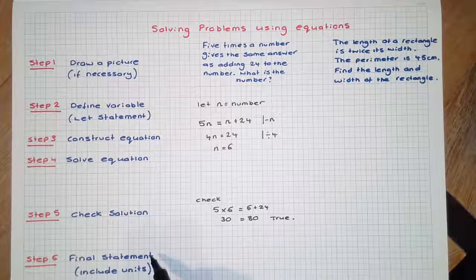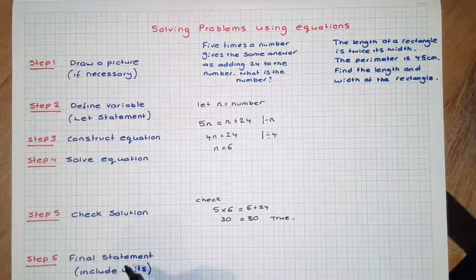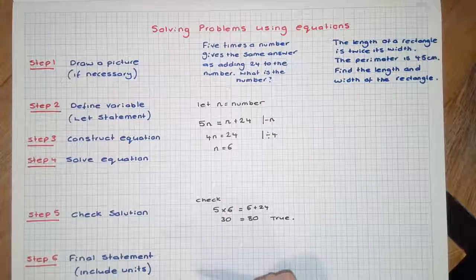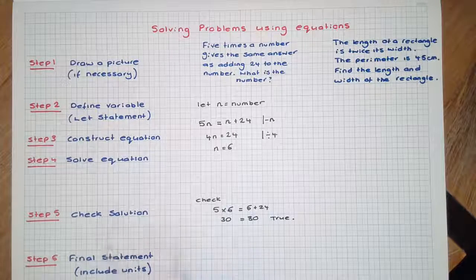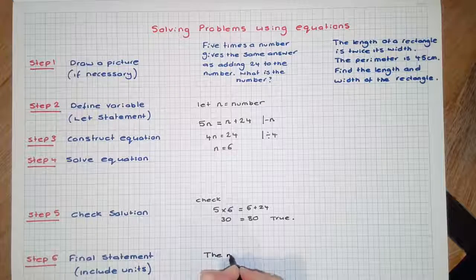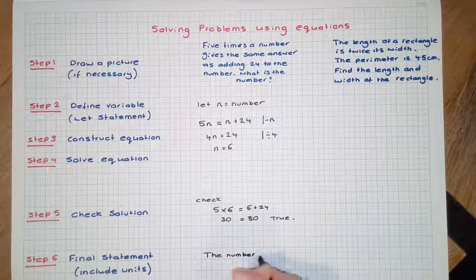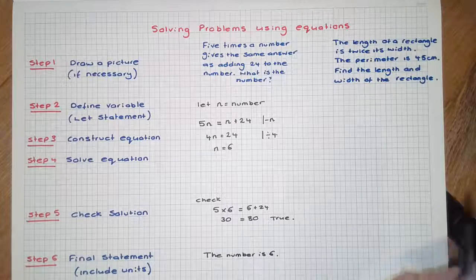When given a word problem, we always restate the final answer, answering the initial question, and include any units if required. In this case, there's no units. So we can simply say the number is 6. Let's try a second problem.